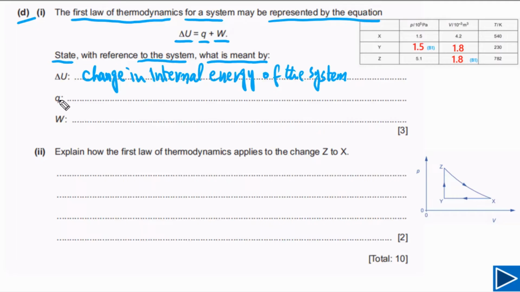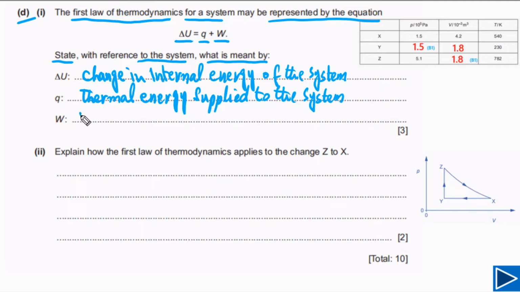Next one is Q. Q is heat supplied to the system. A better way to say this is thermal energy supplied to the system. So this is how you can write down thermal energy supplied to the system. You have to write down system here. Next one is W. W is the work done on the system. Often we say work done on the gas. So gas is our system. Work done on the system. So this is what you need to write down for part 1.